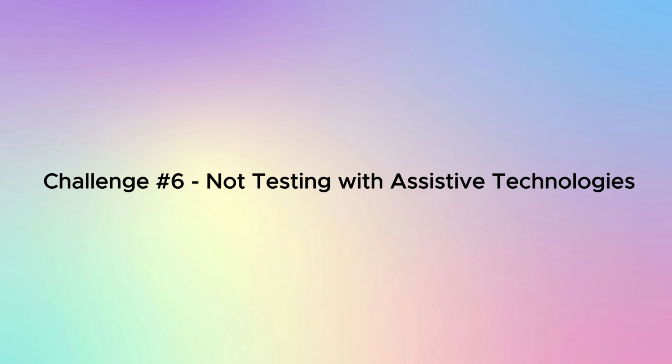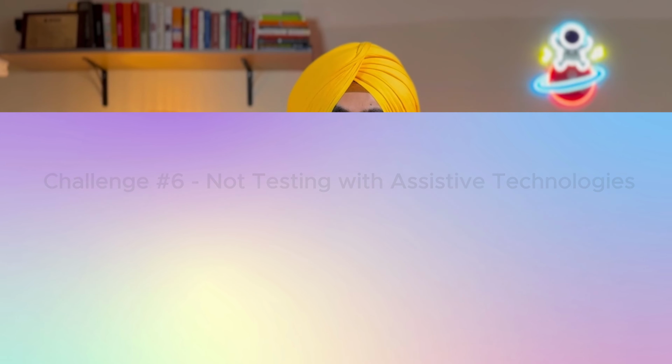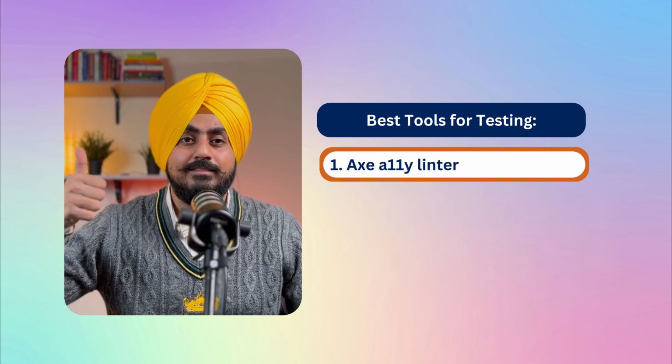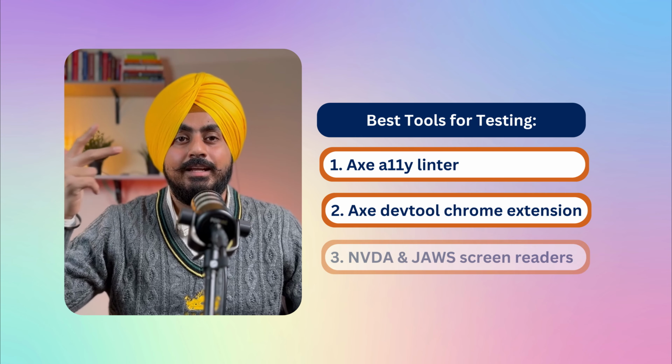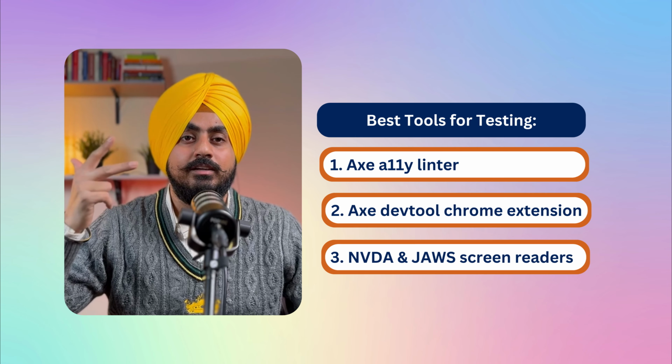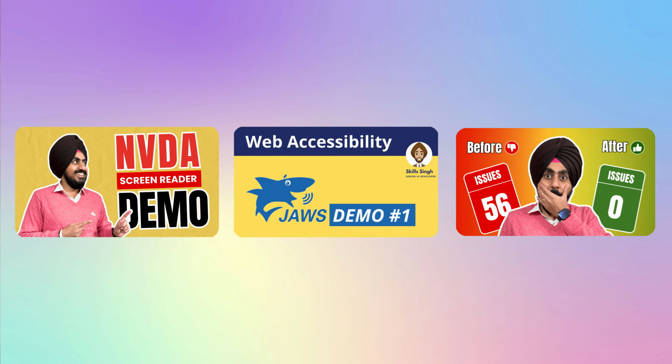The last is not testing with assistive technologies. You can't know if your ARIA attributes work unless you test them. Beginners often skip this step, assuming everything works because the code looks perfect. The best tools for testing are Axe Accessibility Linter, Axe DevTools Chrome extension, and NVDA or JAWS screen readers. I'm providing you the links to my previous videos on how to use these tools for you to watch and learn.